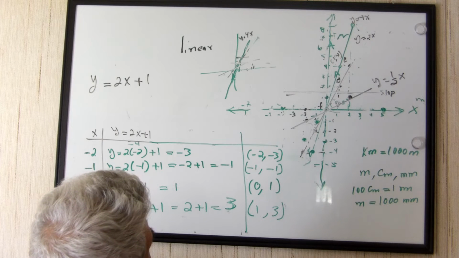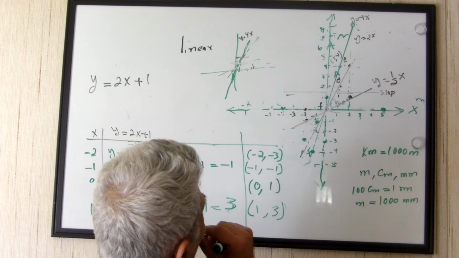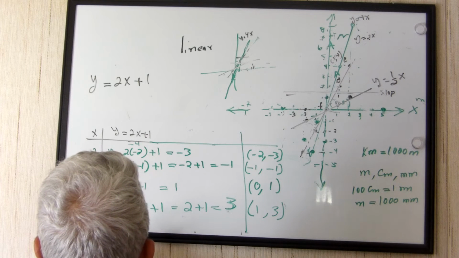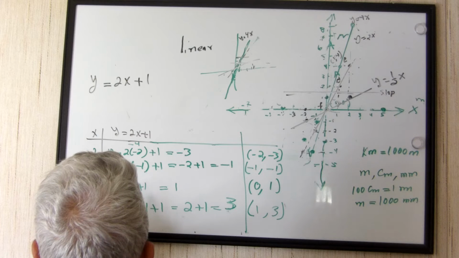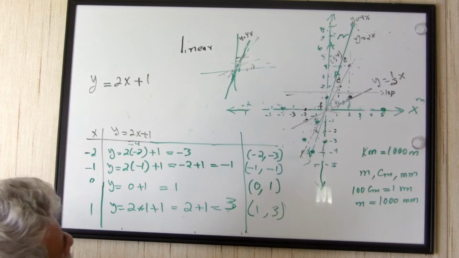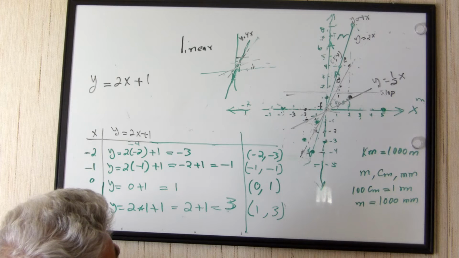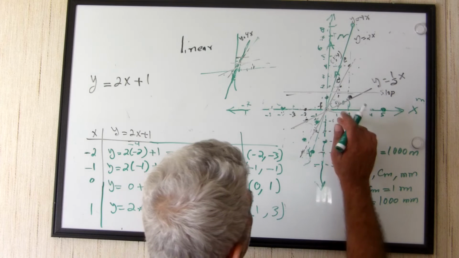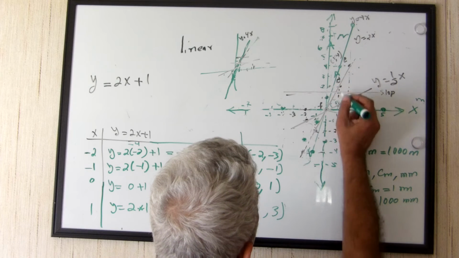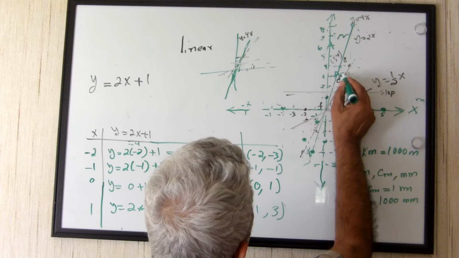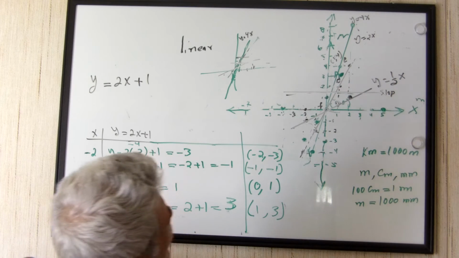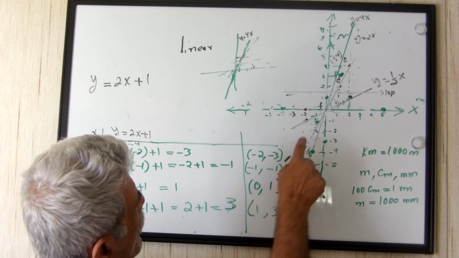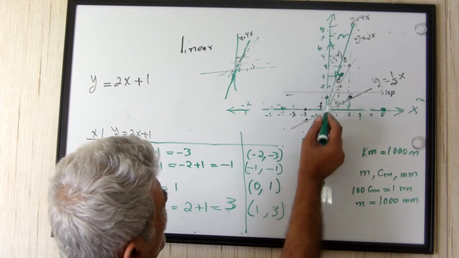Oops, sorry. Let me see if I'm doing this right. Okay, I'm sorry, 1, 3. The other point is here. The other point is there. See, minus 2, minus 3, this point, and then this point.